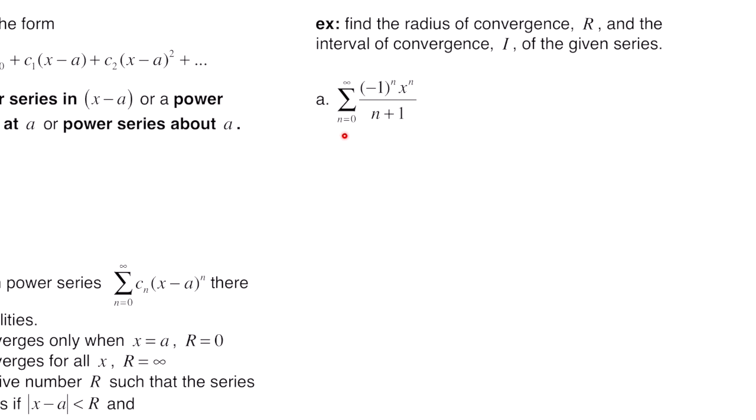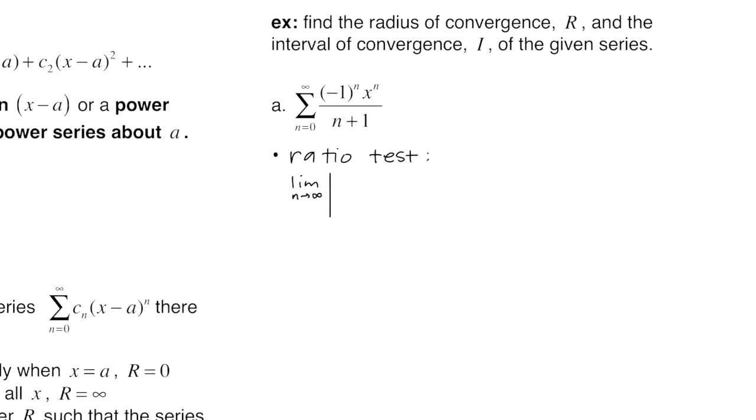Part A, we have sigma, n starts at 0, goes to infinity of negative 1 to the n, x to the n, all divided by n plus 1. To find the radius and interval of convergence, we're going to apply the ratio test. So we have the limit as n goes to infinity of the absolute value of a sub n plus 1 divided by a sub n.